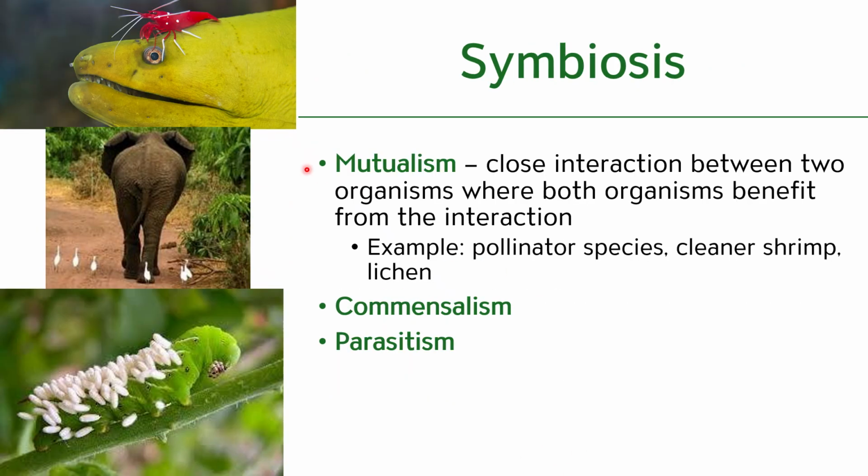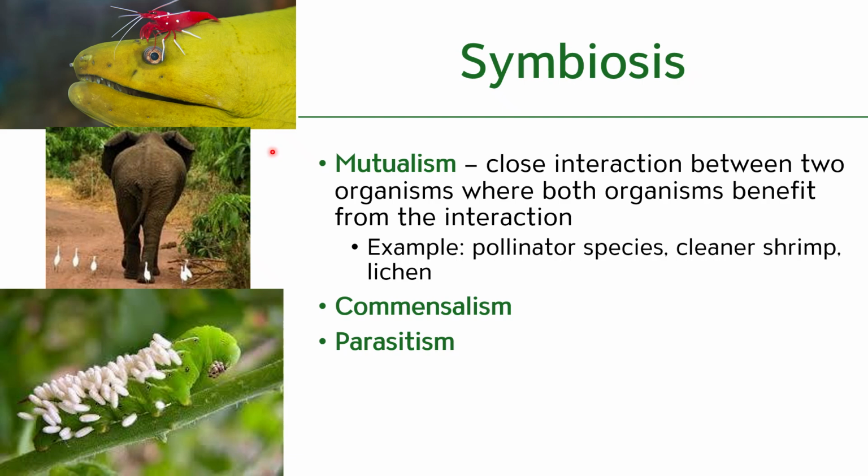So there's mutualism. This is a close interaction where both of the organisms, or all of the organisms involved, are going to benefit from the interaction. The example picture here is the cleaner shrimp on a moray eel. Cleaner shrimp will go around to predators, to scavengers, to whoever is out there, and they will clean them. They will eat parasites off of them. So the cleaner shrimp is getting an easy free meal, and the other organism is getting cleaned of any type of parasite or disease-causing organism. It gets all its dead skin removed.